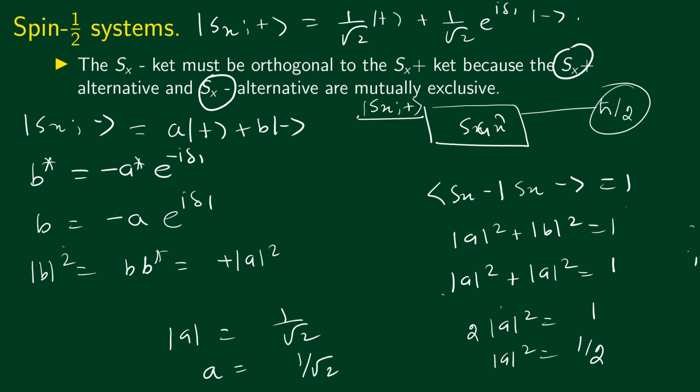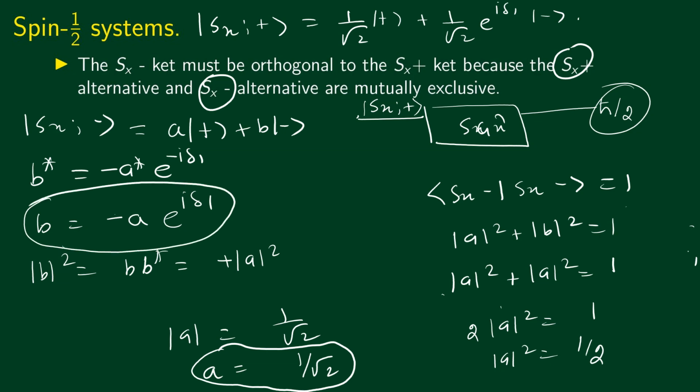Here again I have made a choice. In principle, there could be a phase factor here of the form e raised to i phi. But using the freedom that we talked about earlier, I can choose the first coefficient to be positive and real. So I choose A equal to 1 by root 2. Now, if A is equal to 1 by root 2, then B is equal to minus A e raised to i delta 1, which is minus 1 by root 2 e raised to i delta 1. So I have got A and B.